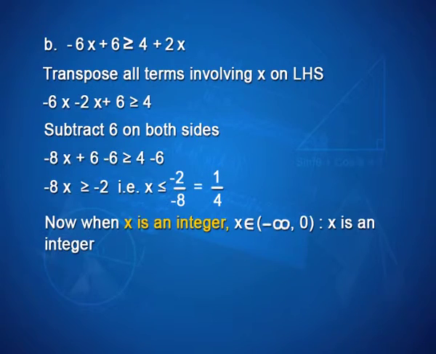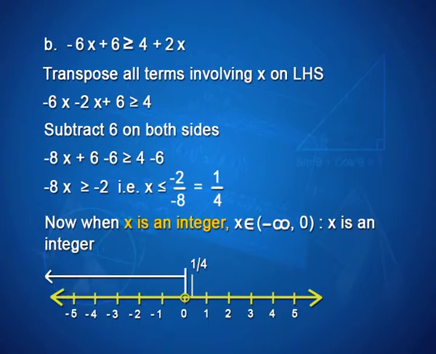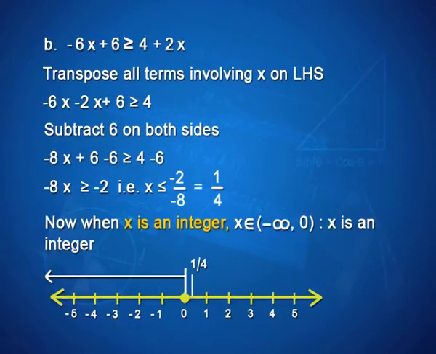Now, when x is an integer, x belongs to minus infinity comma 0, with an open bracket at minus infinity and a closed bracket at 0. To recall, minus infinity will never have a closed bracket, as minus infinity can never be attained. When x has to be expressed in set form, the answer will be as shown on the screen. If we have to express our answer on the number line, it will be as shown on the screen.